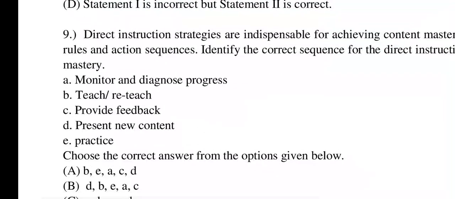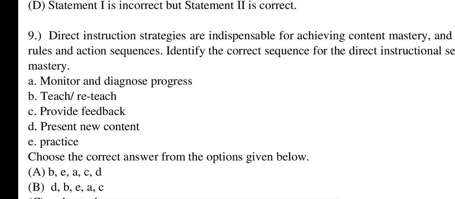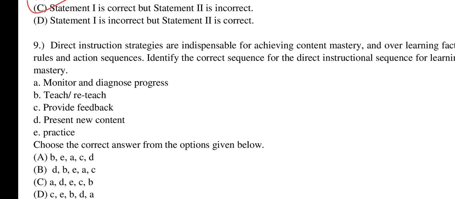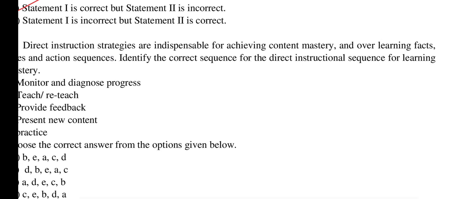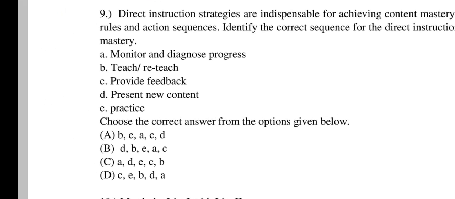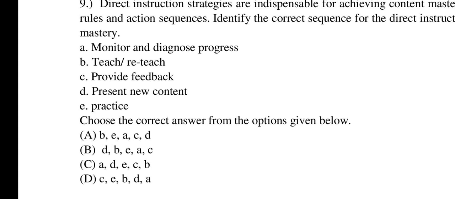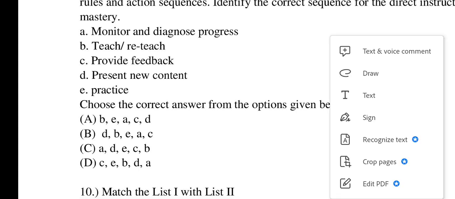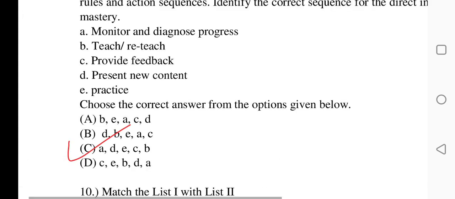Next question says, direct instruction strategies are indispensable for achieving content mastery and overlearning facts, rules, and action sequences. Identify the correct sequence for the direct instructional sequence for learning mastery. A, monitor and diagnose progress. B, teach, reteach. C, provide feedback. D, present new content. E, practice. Choose the correct answer from the options given below. B, E, A, C, D. D, B, E, A, C. A, D, E, C, B. C, E, B, D, A. These are the options for you. Correct option will be A, D, E, C, B. That means number C will be correct.